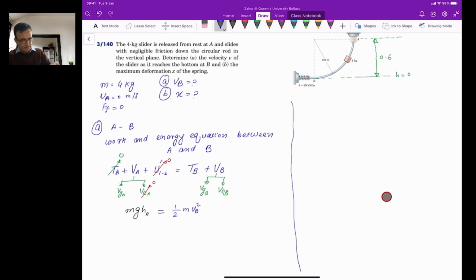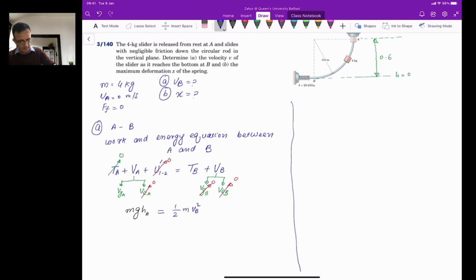And if you look at location B here, obviously height is zero, so the gravitational potential energy is zero at location B. We have a spring here, but at location B the mass is just touching the spring, so there is no deformation in the spring, so there will be no force in the spring, so there is no elastic potential energy in the spring, so this will be zero.